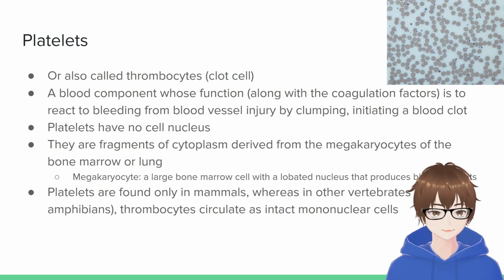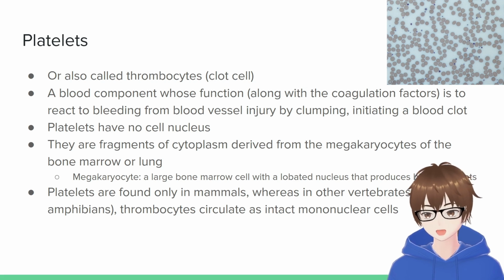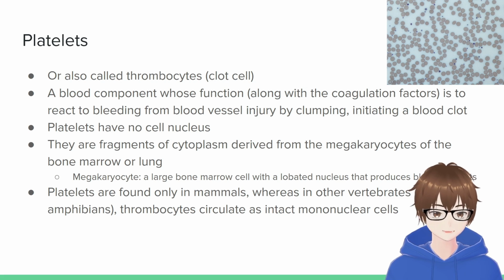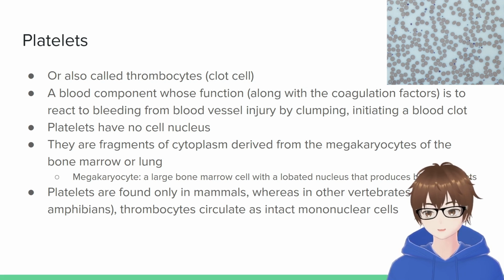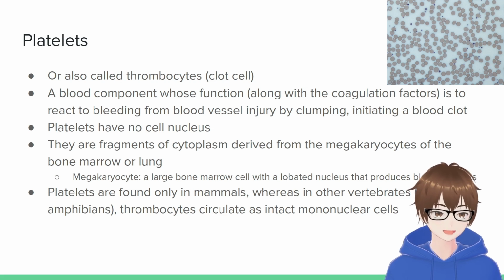Then we have really I think the last component, because we have red blood cells, plasma, and white blood cells. Now we have our platelets here. So platelets are also called thrombocytes or clot cells, and they are a blood component whose function, along with the coagulation factors, is to react to bleeding from a blood vessel injury by clumping.